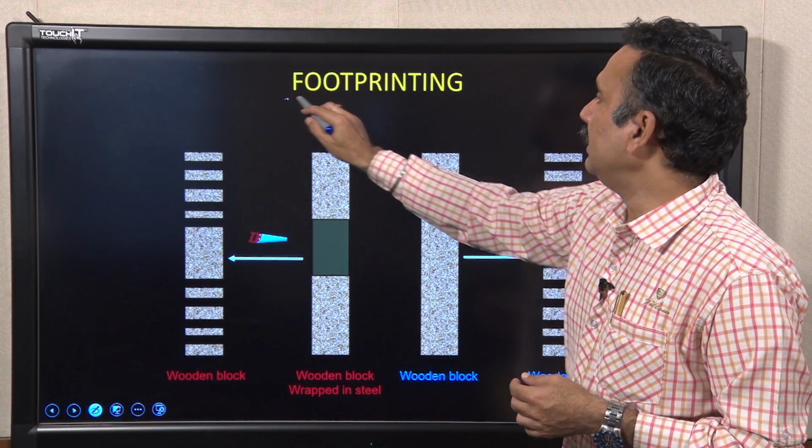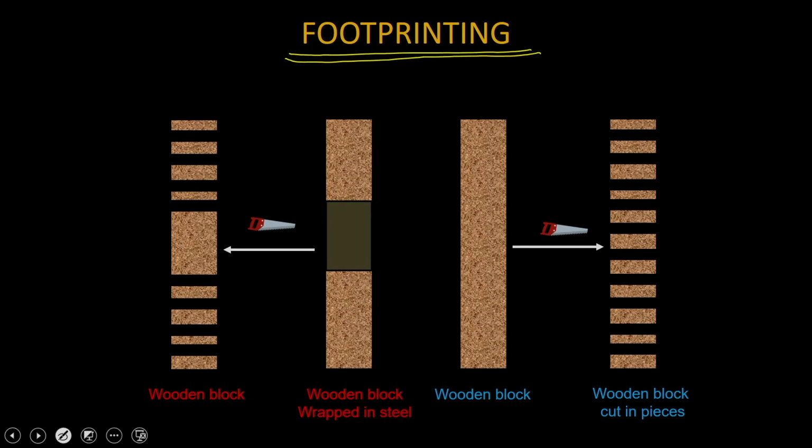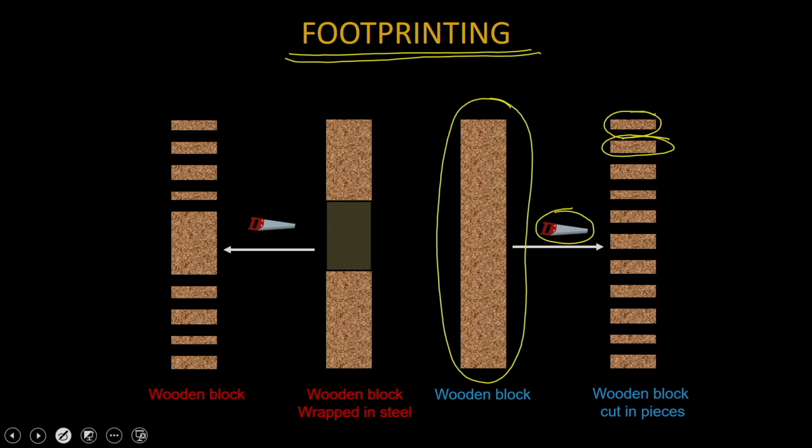That can be done by footprinting, but before discussing footprinting, let me tell you how the idea of footprinting came. Suppose you have a wooden block, and you use a cutter and cut this wooden block into multiple pieces. There will be no issues. You will be able to cut this wooden block into multiple pieces, because there is no protection present on this wooden block.